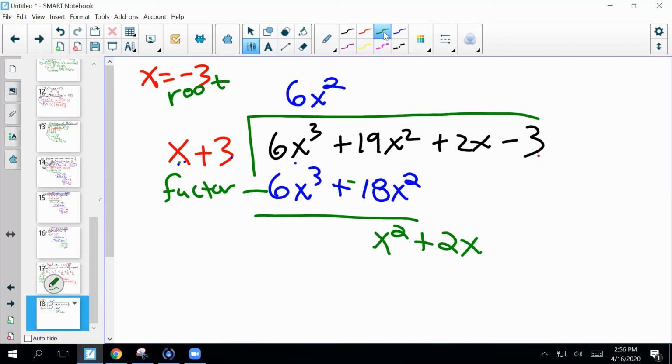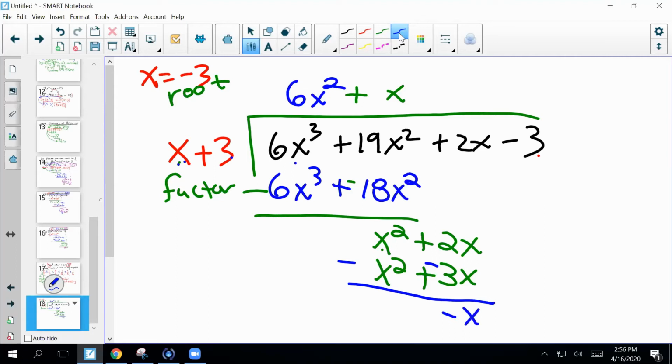Okay, x goes into x squared. It goes in just once. x times x is x squared. x times 3 is 3x. I'm going to draw a line, change my sign, and I get -x minus 3.